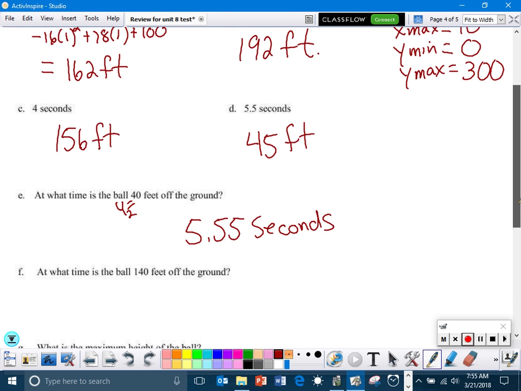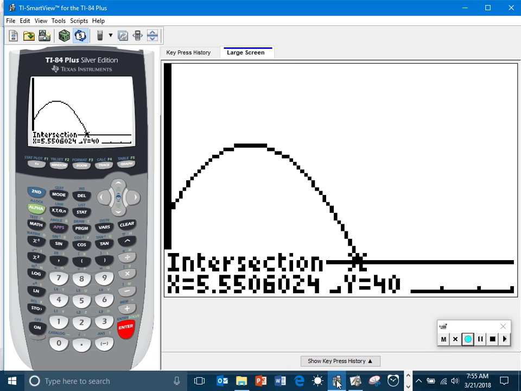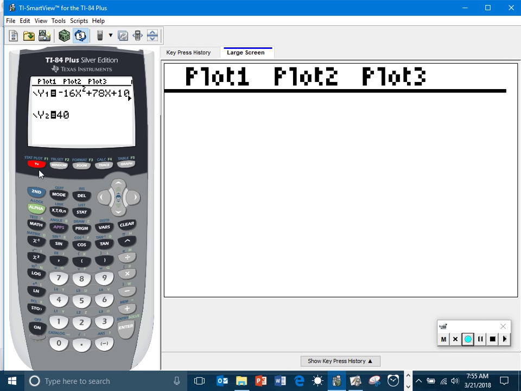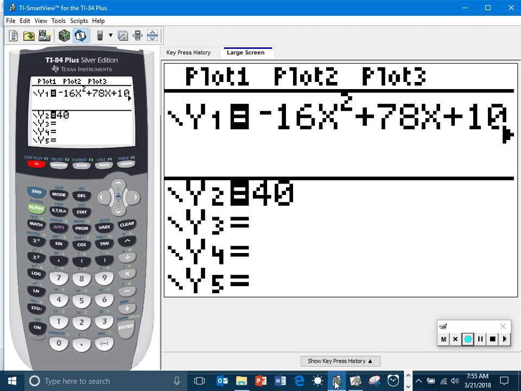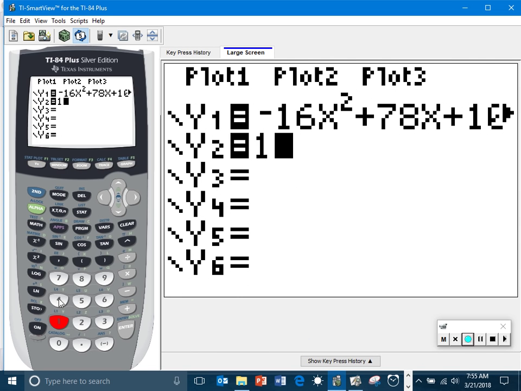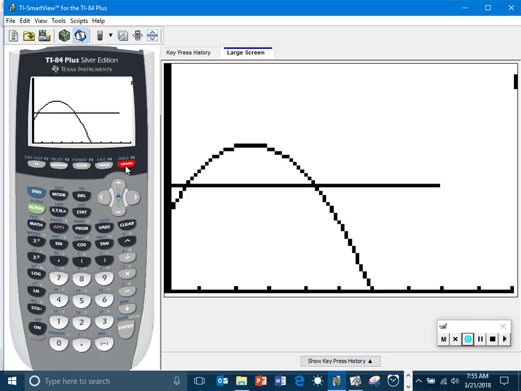Again, you may want to write down all of these ways of pushing the buttons on your calculator, so if you forget, you have it. If I let you use the study guide, you can look at it. All right, now we're going to do 140 feet. So in Y2, I'm going to put 140 feet. All right, graph. There goes the ball. All right, now this is marking where 140 feet is.